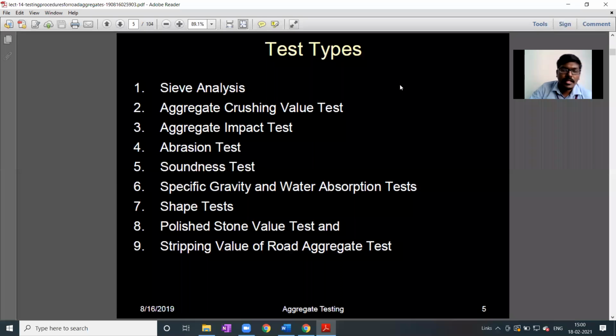So yes, here you can see the different test types discussed: sieve analysis, aggregate crushing value, aggregate impact value, abrasion, soundness or durability, specific gravity and water absorption, and the shape tests, flakiness and elongation. The polished stone value test I have not covered yet, so I'm going to cover it today. I'll try to brief all these tests again, and you can also go through this PDF.